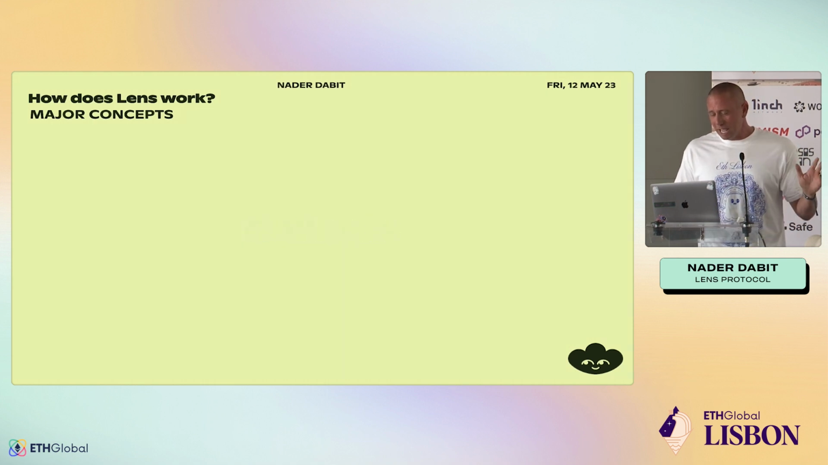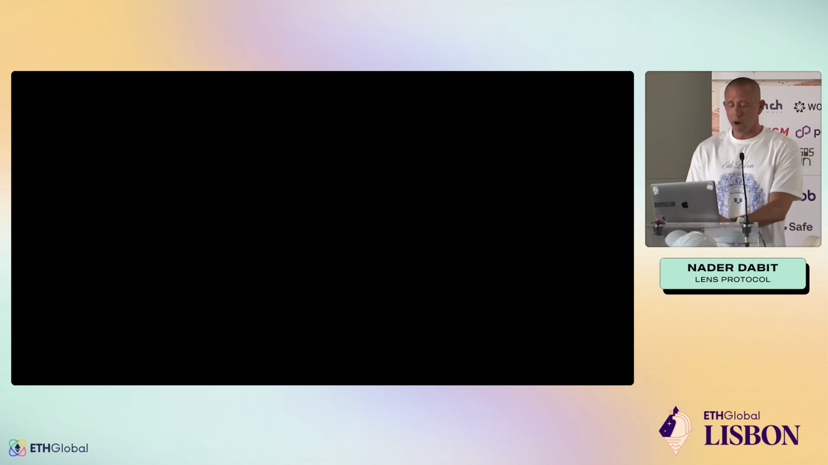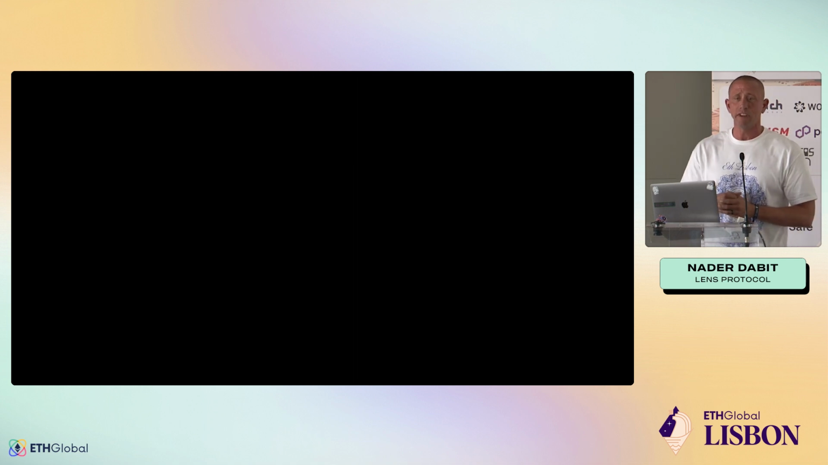So with that being said, I want to jump into the demo. The GitHub repo for this is at github.com/dabit3/lens-protocol-workshop. It looks like this. And I'm going to just start off with this empty Next.js application. And what we want to do is use the Lens SDK to build out a social feed.